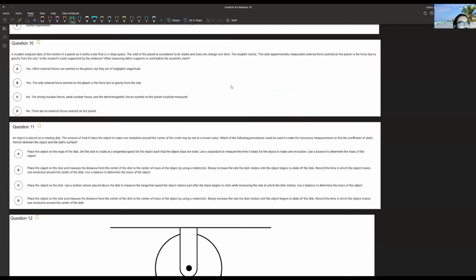Number 10. A student analyzes data of the motion of a planet as it orbits a star that is in deep space. The orbit of the planet is considered to be stable and does not change over time. The student claims the only experimentally measurable external force exerted on the planet is the force due to gravity from the star. Is the student's claim supported by the evidence? What reasoning either supports or contradicts the student's claim?